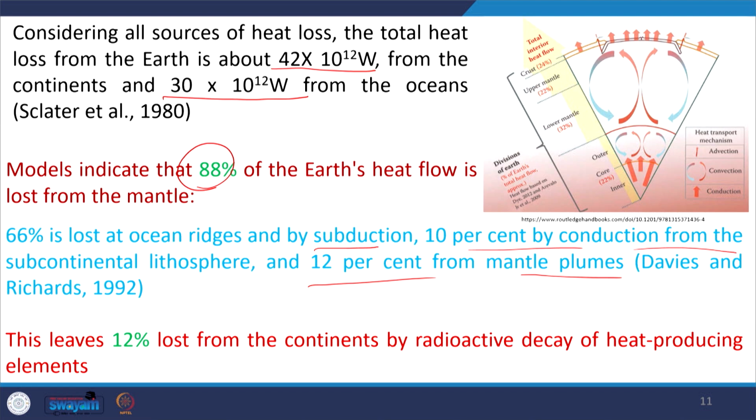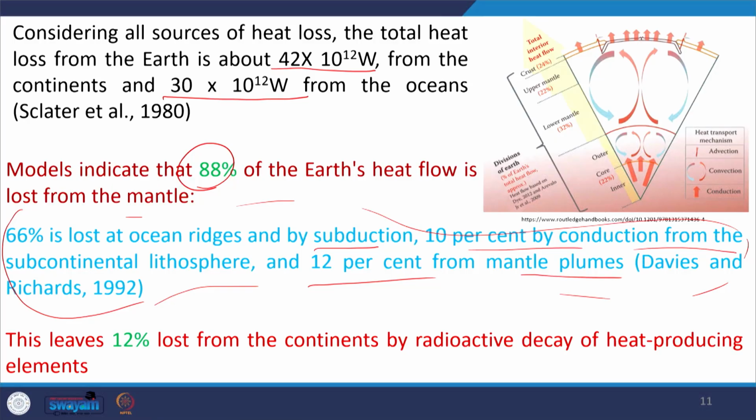Why am I emphasizing it here? Because in future classes, when we talk about continental interaction, how much heat budget is there will play a significant role in deciding which type of mineral, which type of metamorphism, and which type of magmatism will be there. All that depends upon how this heat is influencing the converging or diverging system. So, this leaves only 12% contributed by the radioactive decay of the heat producing elements.